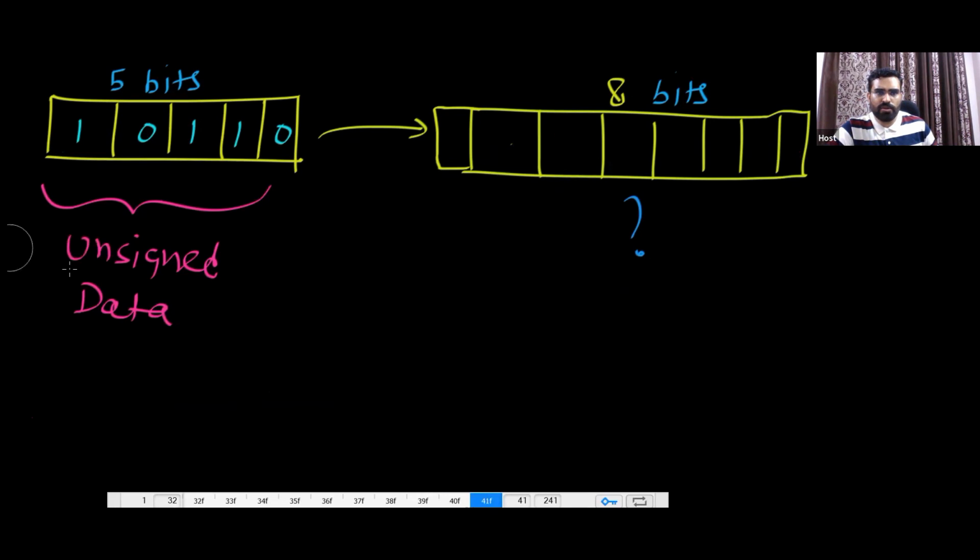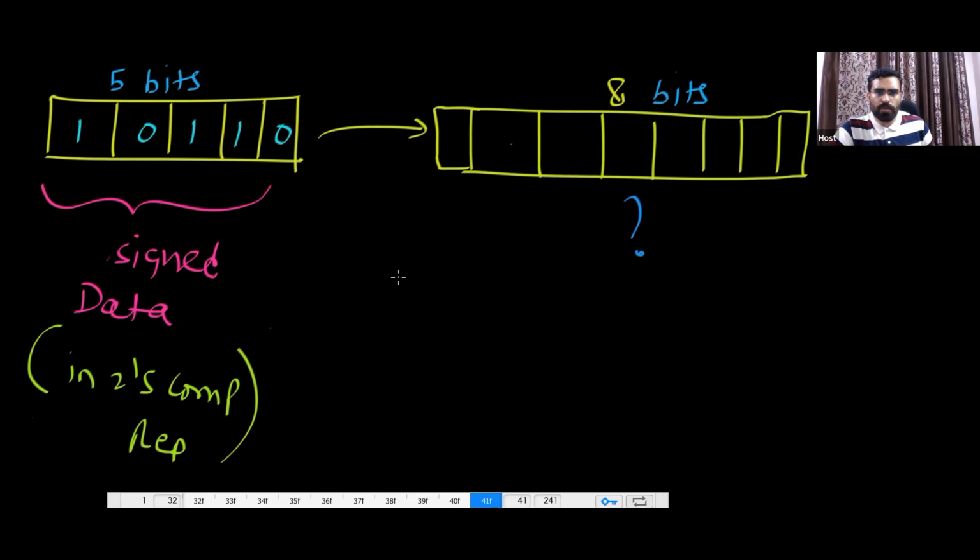And the same thing if this data is in 2's complement representation, then what will you do? Very simple. Just copy this sign bit, and the original data is 1 0 1 1 0. This will be your answer. Okay, is this clear to everyone? This concept of sign extension, is this clear? Very simple.